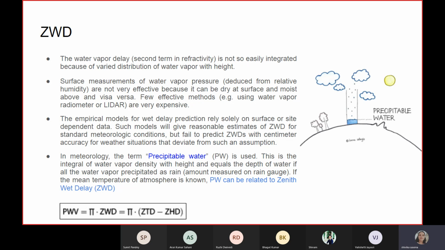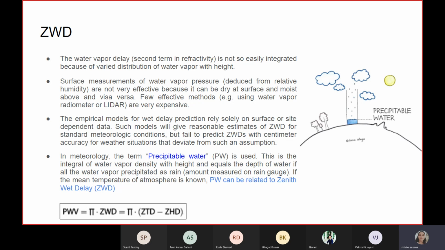When you measure the height of water that has been collected, just like a rain gauge, this is the integral of water vapor density with height, and equals the depth of water if all the water vapor precipitated as rain. If the mean temperature of the atmosphere is known, PWV can be related to zenith wet delay. What was zenith wet delay? The wet portion of zenith delay. Now from the wet portion of zenith delay, that is ZWD, we are arriving at precipitable water vapor.